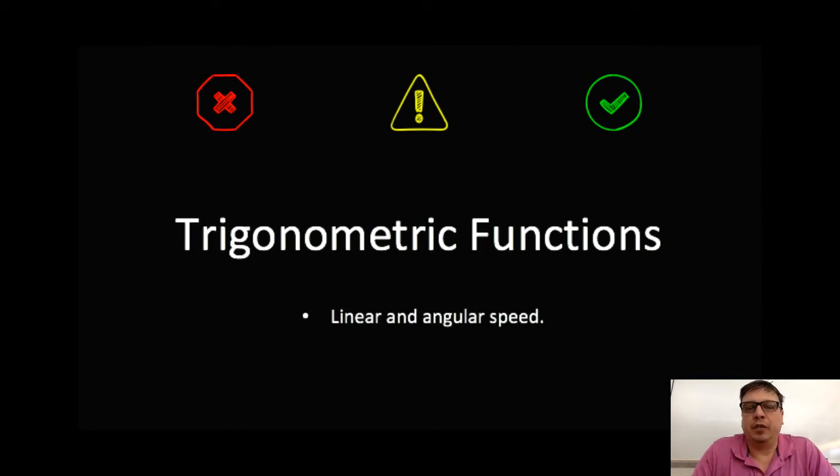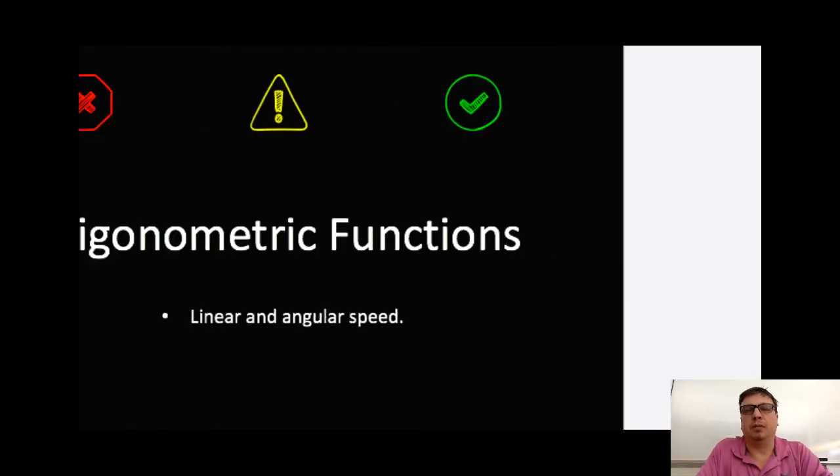The next part with our introduction to trigonometric functions, we're going to take a look at linear and angular speed. We have a couple formulas that we're going to have to try to remember, and we're going to use those to continue, but we're also going to need to use the factor label method, or if you're in chemistry, it's called stoichiometry, but we're going to need to use conversion factors to determine the solutions to these problems.